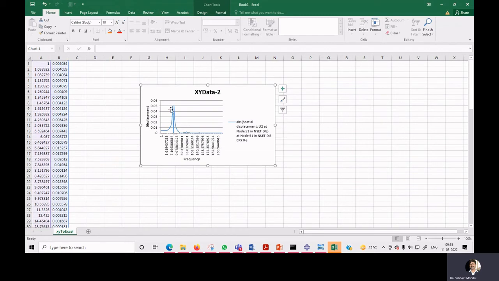So here you can see this is the peak, okay, resonance peak, and here this point, below this point here, that is your anti-resonance point. Okay, so what we are going to do, we are going to delete the data, and we will see how that our response looks like.